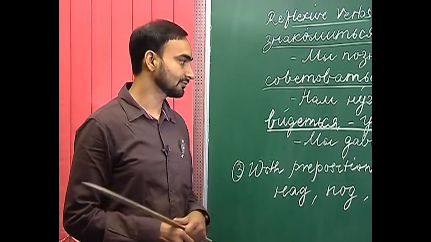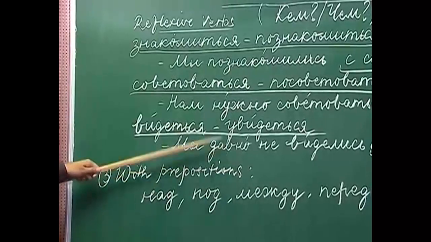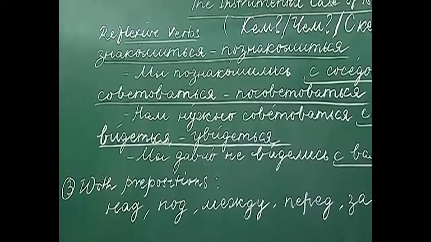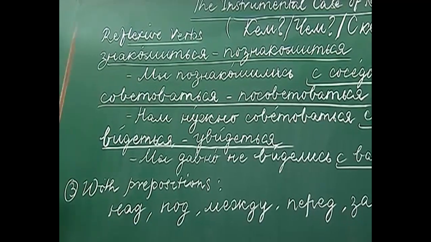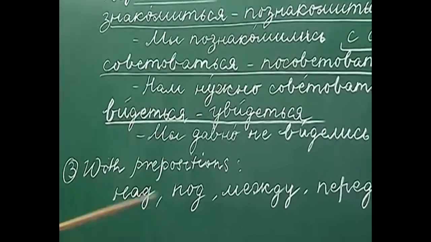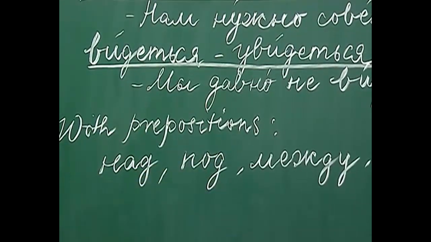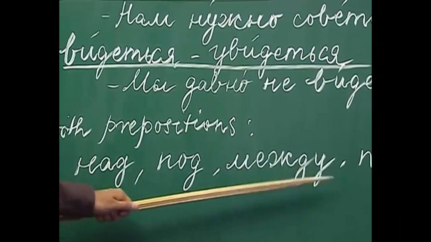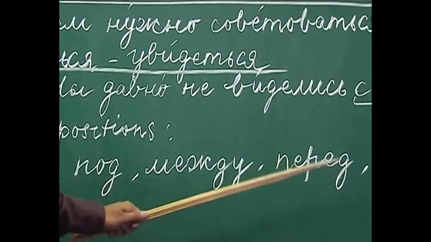And apart from the preposition с, we use the instrumental case of nouns with other prepositions as well. For example, the preposition над, which means above. So, after над we will use the instrumental case of nouns. Под is below. So, над is above, под is below. After под also we will use the instrumental case. The next one is между. Между is between. Между also takes the instrumental case of nouns.